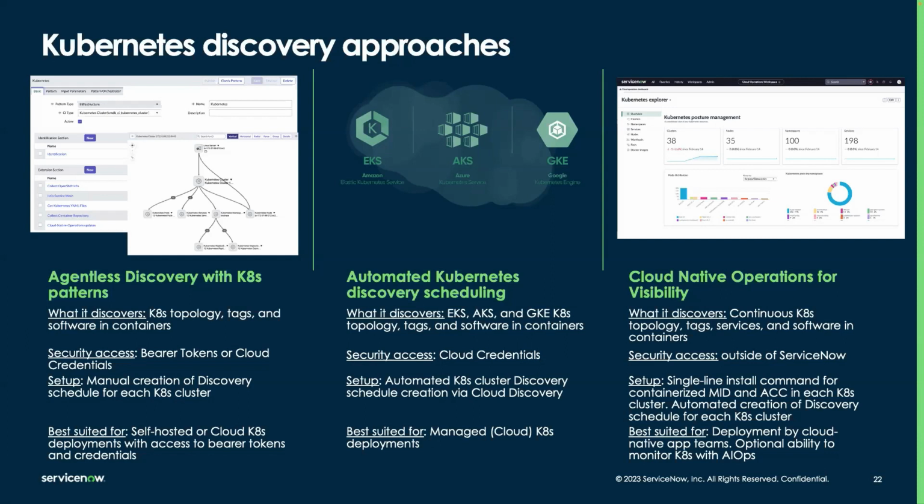And then finally, we have something called cloud native operations for visibility. This provides continuous Kubernetes topology, tags, services, and software inside of the containers. All security access for this is handled outside of ServiceNow. Essentially, what you would do is give your Kubernetes admins a single line command to install a containerized MID and agent client collector in each Kubernetes cluster. And then we would essentially have continuous discovery there. So it's best suited for deployment by cloud native app teams, as well as you have the optional ability to monitor Kubernetes with our AIOps solution as well.